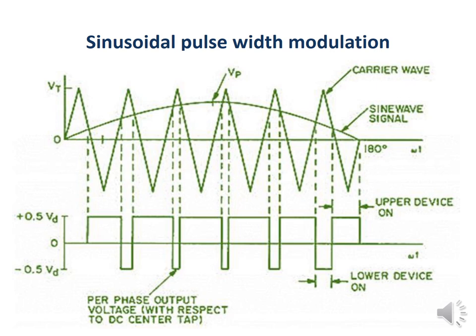Here the carrier signal is a triangular wave and the reference signal is a sine wave. Based on this, the gate pulse can be generated. Here the widths of the pulses are not the same for each interval. Based on the sine wave, the width can be varied.